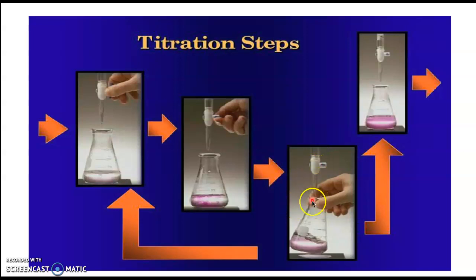And then once the color change becomes permanent, we close the stopcock and we take note of the amount of volume we've used of our unknown. And then we're going to use the titration formula to help us calculate the concentration. So this is not just a laboratory procedure; there is a mathematical side. You're not automatically going to get the concentration out of nowhere. You need to use the formula as well.